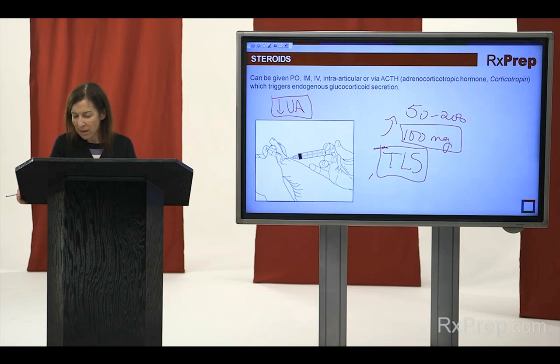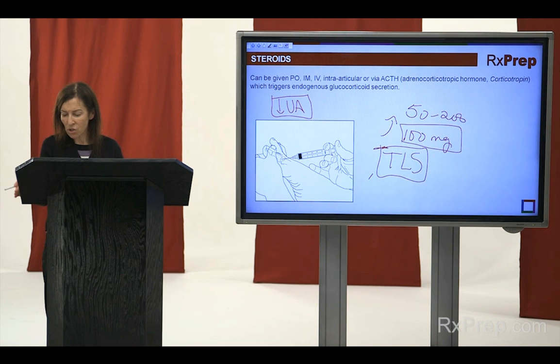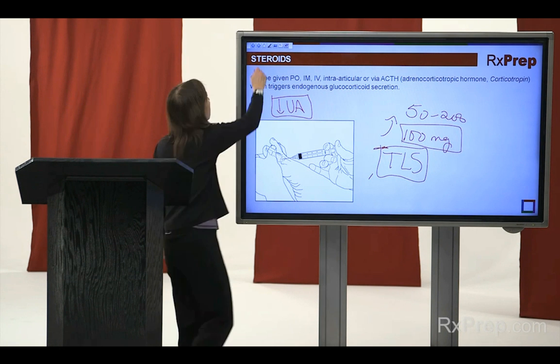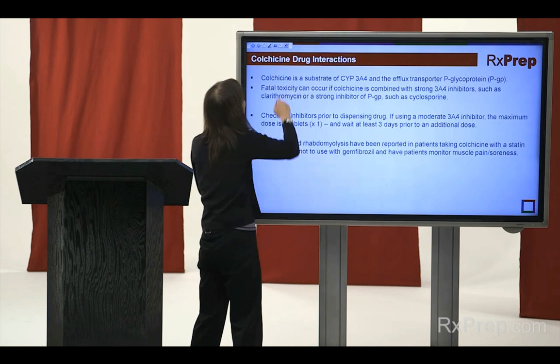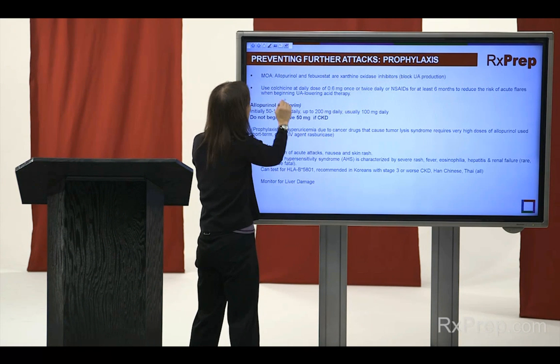Now, under the warnings for allopurinol, allopurinol can occasionally cause hypersensitivity reactions, including severe rash. I've seen this once with the oncology dose. Now, you can test for the HLA-B 5801 allele, and that would indicate, let me just show you that.